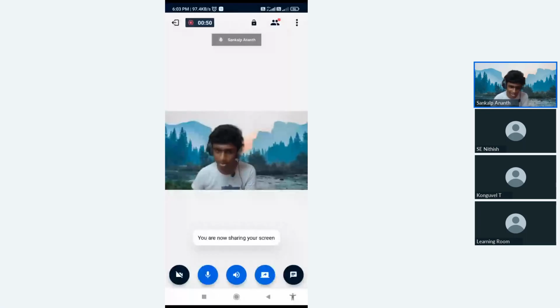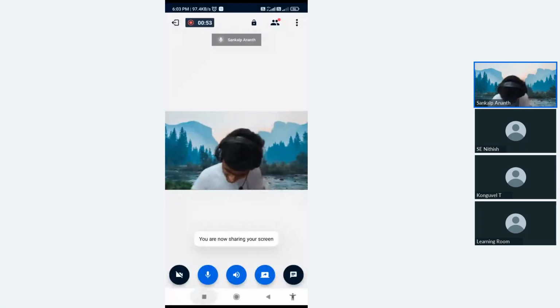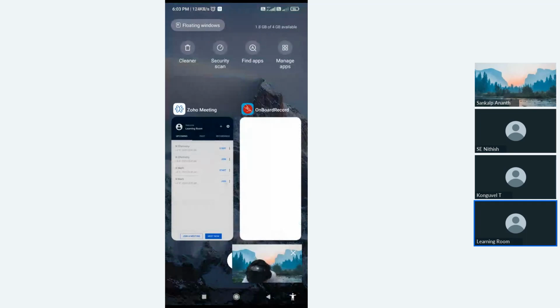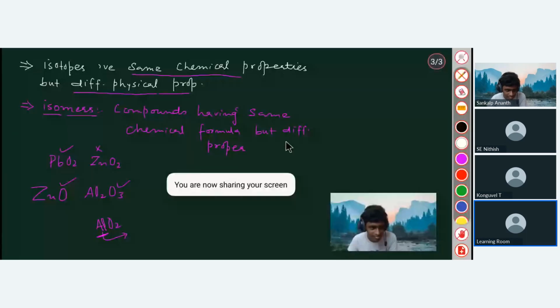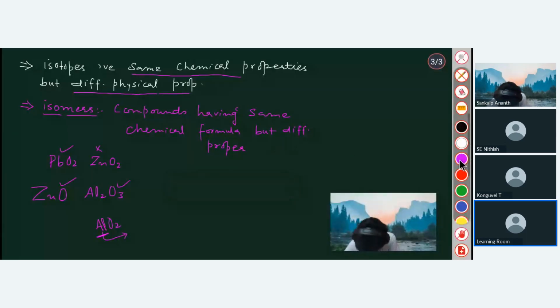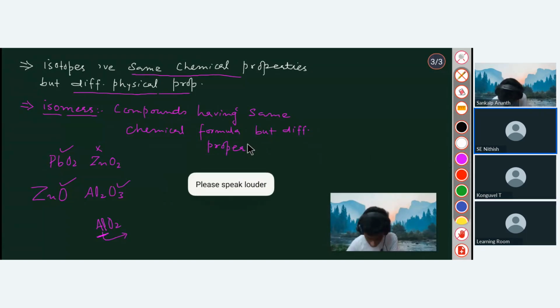Is my screen visible to all of you? Yes, sir. Okay, you just write that these isomers are just the compounds having the same molecular formula but different properties and structure. Yes, sir.